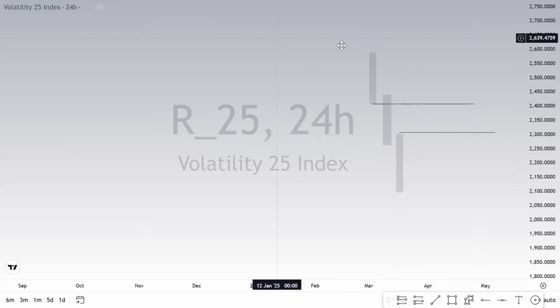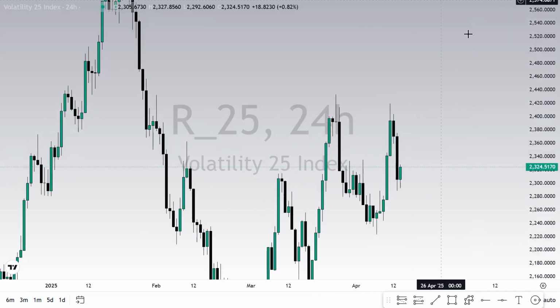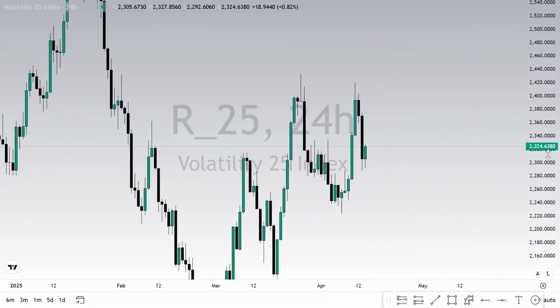Now, let's see what it looks like on chart, how to recognize them. So this is Volatility 25 and this is the 24 hours time frame. If you don't know what volatility indices is, you can check some of my videos. I explained what exactly volatility indices is.